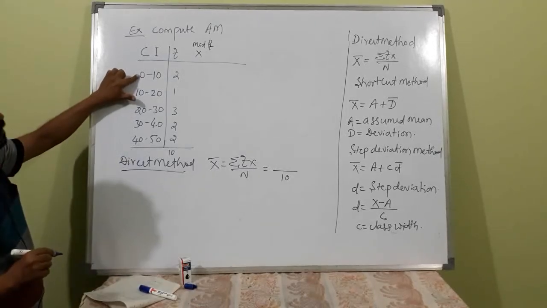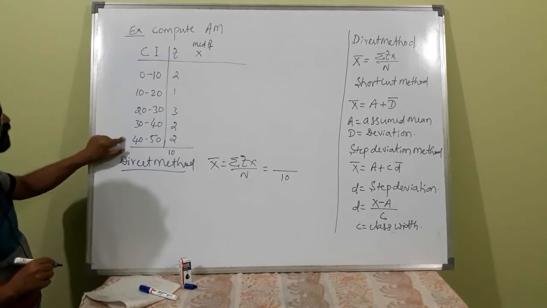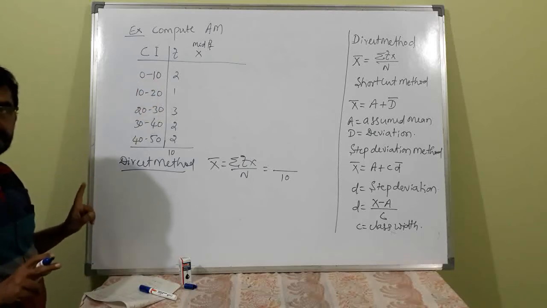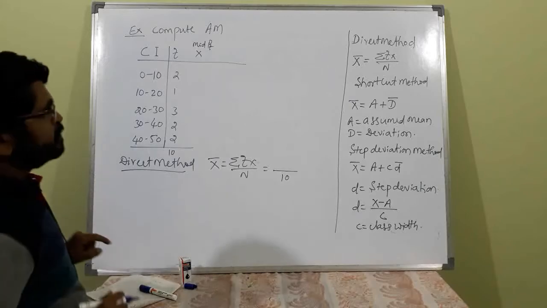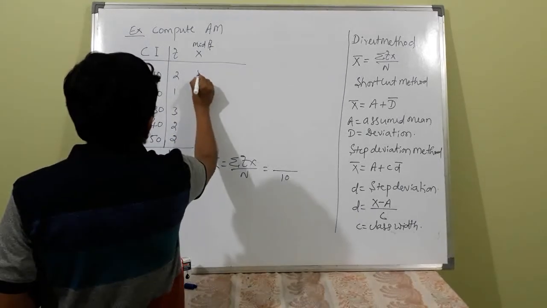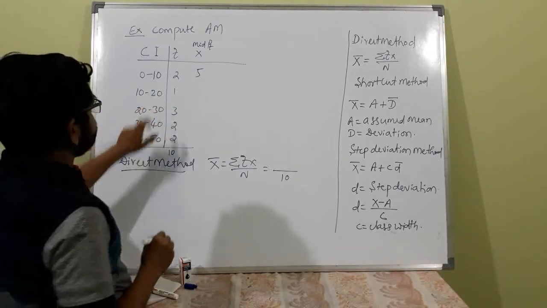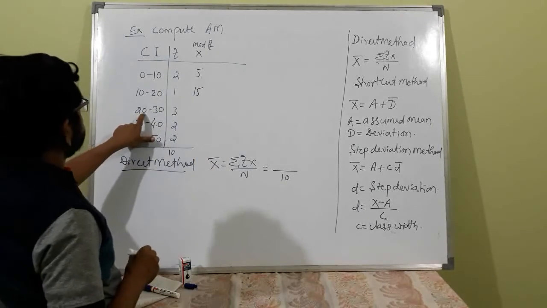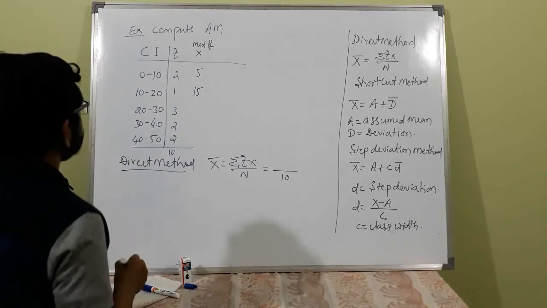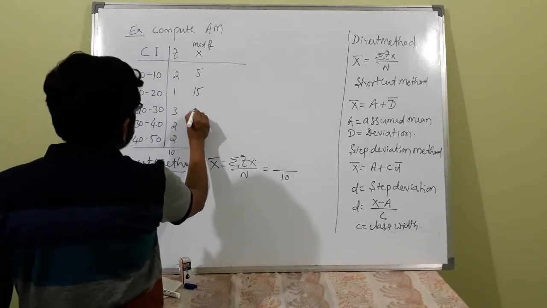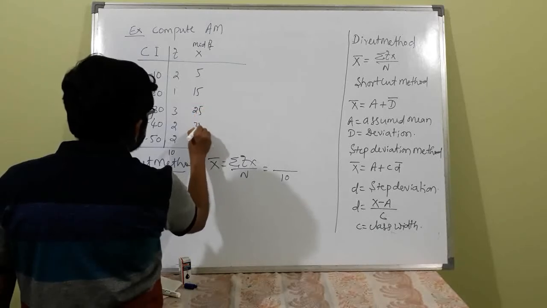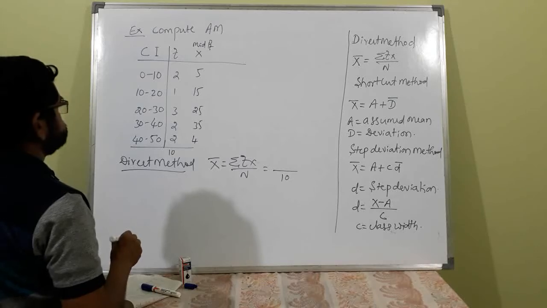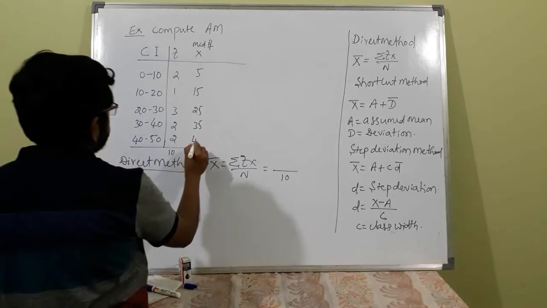Midpoint of exclusive class interval is given by sum of the upper limit and lower limit divided by 2. See, 0 plus 10, 10 divided by 2 is 5. 10 plus 20, 30 divided by 2 is 15. This is 20 plus 30, 50 divided by 2 is 25. Similarly, 35, and this is 90, 45. Yes.